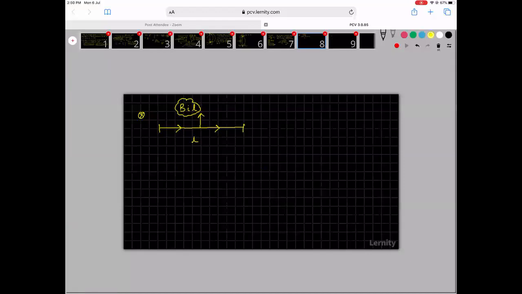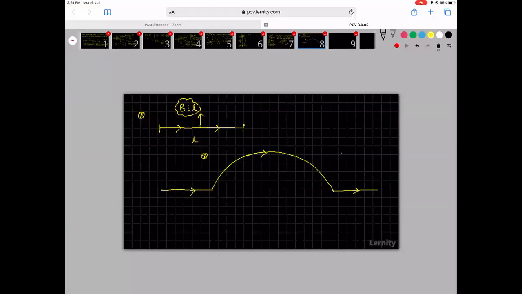Suppose the magnetic field is in this direction. Suppose there's a wire which goes like this and which moves like this. It goes this way, this way, this way. And there's a magnetic field B in this direction. So now what is the force? Current is I. What is the force acting on it? So now we can find out the force acting on it.